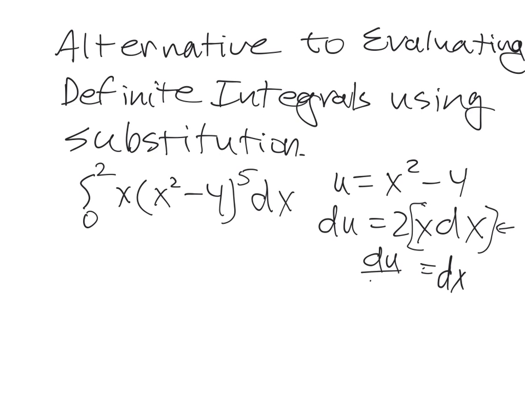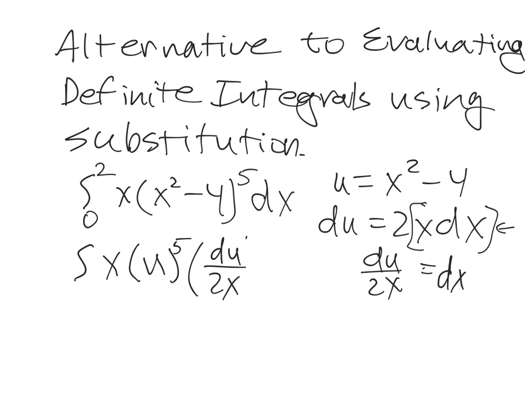We'd have du over 2x. And then plugging in everything, we've got the x times, well, this would be u to the 5th, and then dx would be du over 2x. And using the antiderivative technique this way, substitution, we've got the x divided by x.